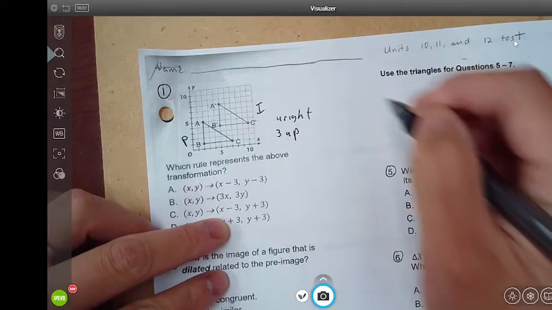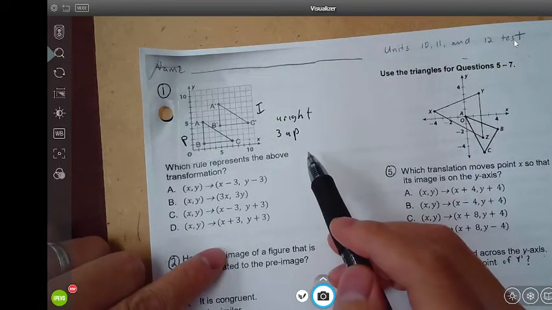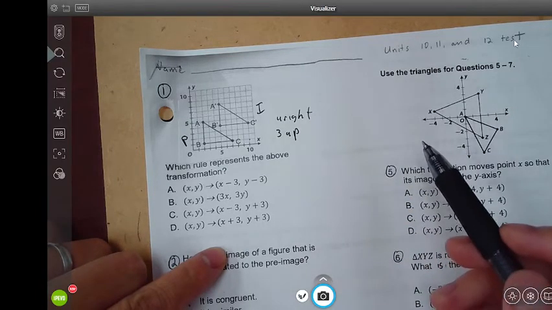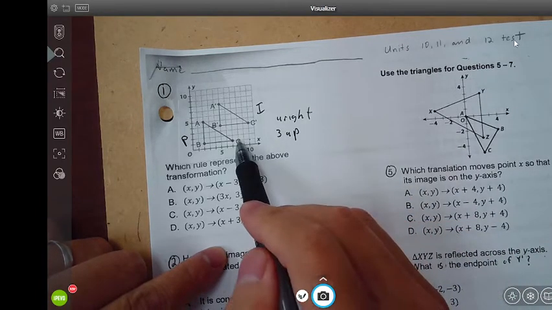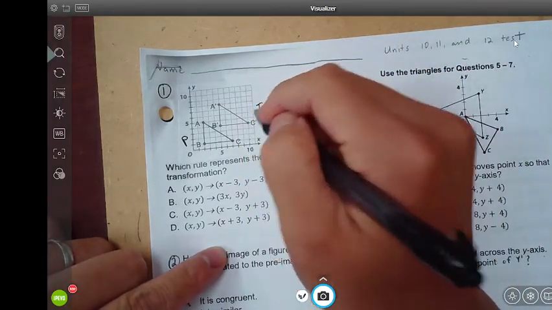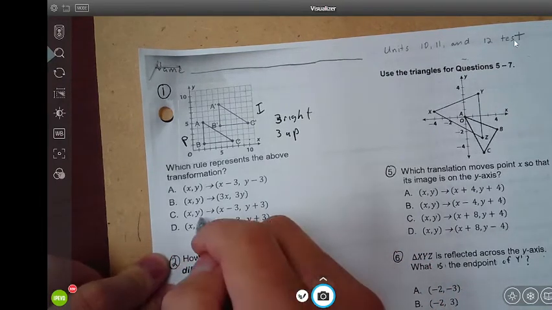Remember, X controls left and right. What is it? 4, 1, 2. Oh, sorry. It's 3 right and 3 up. So 3 right, X plus 3. X controls left and right, and then 3 up, so Y plus 3. So this is option D.